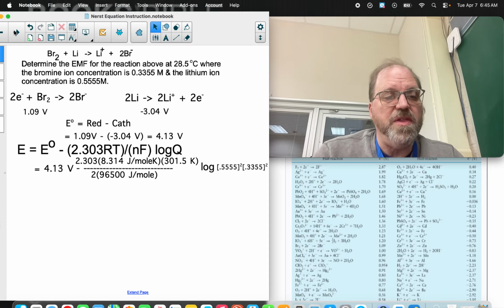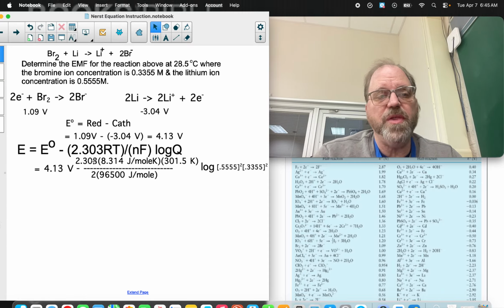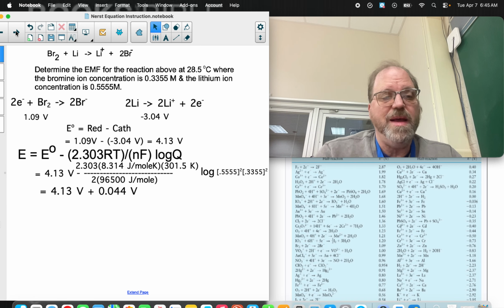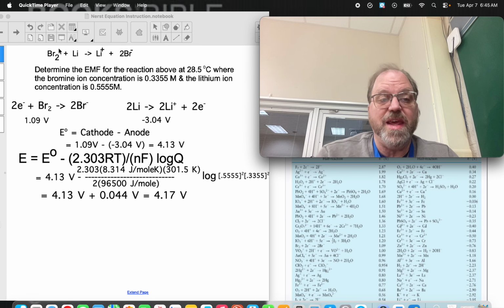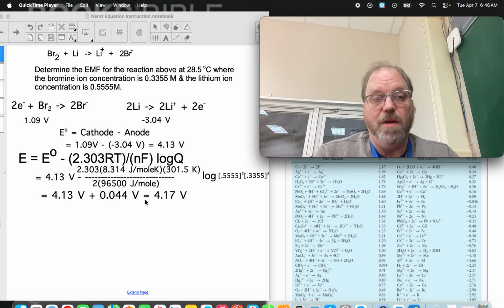So we're going to take this side only: 2.303 times 8.314 times 301.5 equal, divide by 2 equal, divide by 96,500 equal, and then multiply that by the log of 0.5555 squared times 0.3355 squared equal, and we'll get 0.044 volts. Add those together, last whole column, tenth place, we're going to get 4.17 volts. So that's actually the hundredth place. Sorry about that. The EMF, the voltage, is going to be for that cell at that condition.